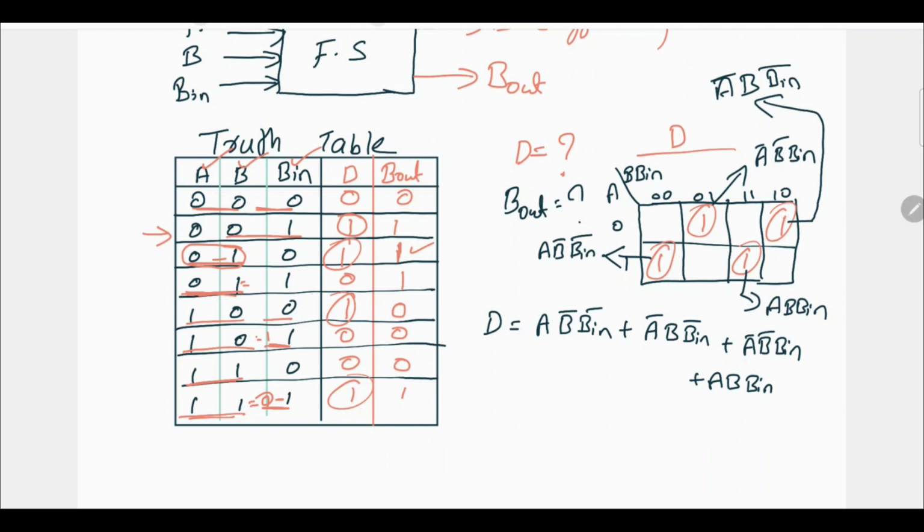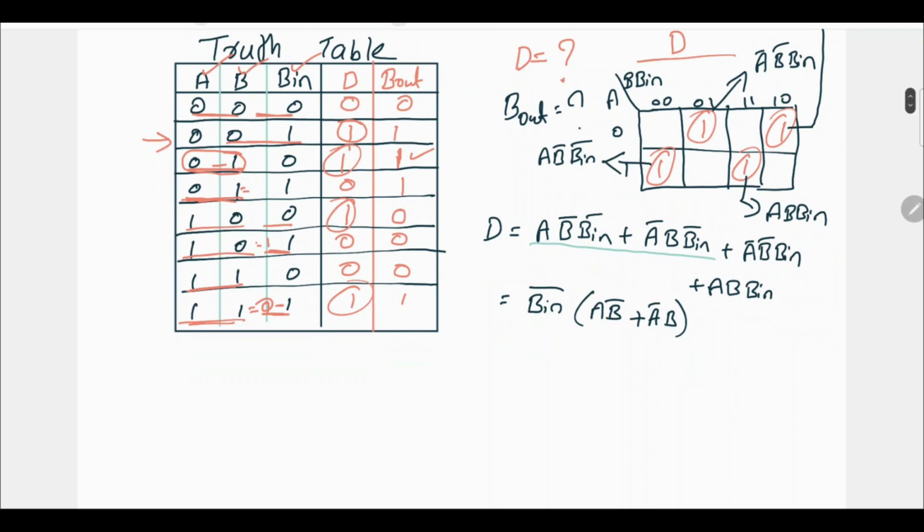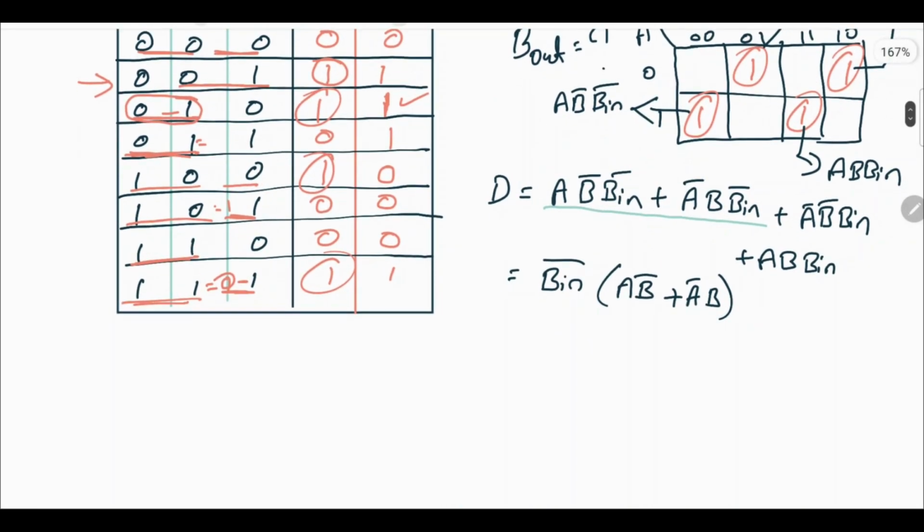Now first take the first 2 terms, and take B in bar as common. You will get A B bar plus A bar B. And in the last 2 terms, consider B in common. So plus you will get A bar B bar plus A B, into B in.